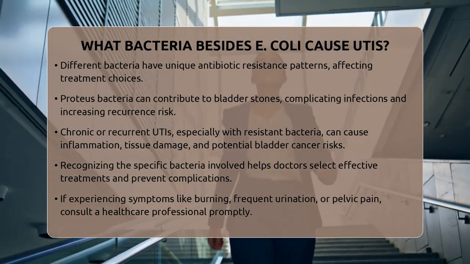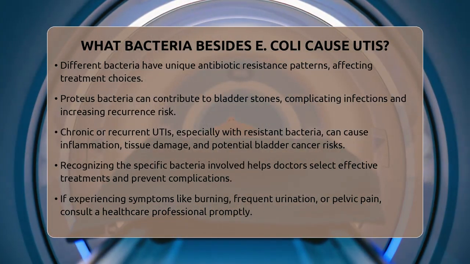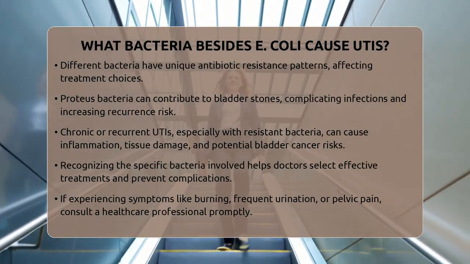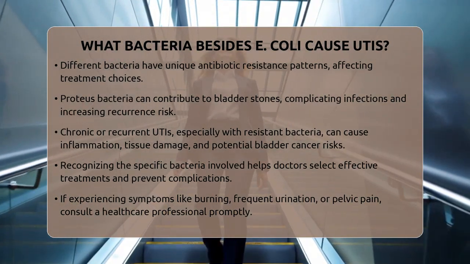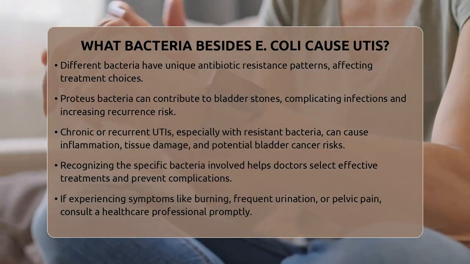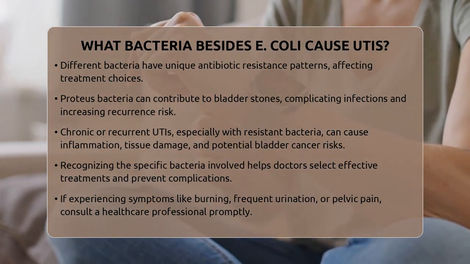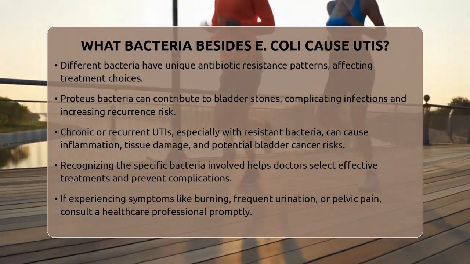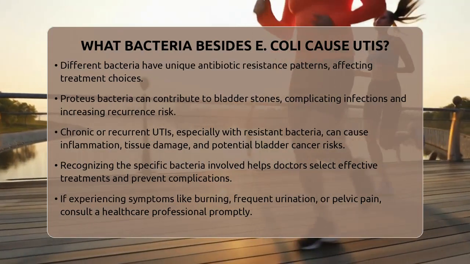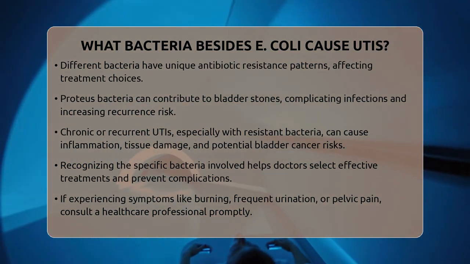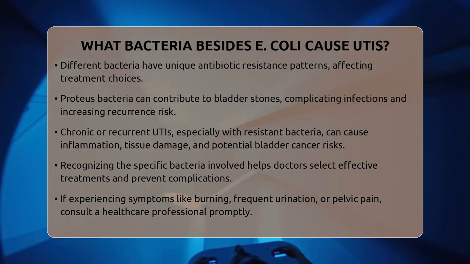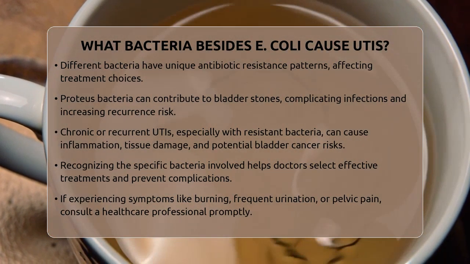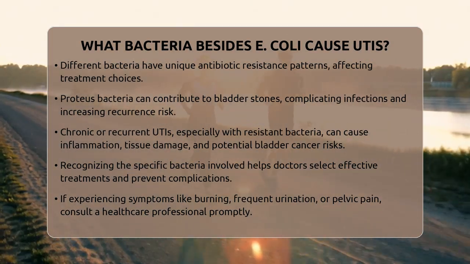In summary, besides E. coli, bacteria like Klebsiella, Proteus, Pseudomonas, Enterococcus, and Staphylococcus saprophyticus are common causes of UTIs. Recognizing these organisms helps doctors decide on the most effective treatment and helps prevent complications. If you suspect a UTI or experience symptoms like burning, frequent urination, or pelvic pain, it's always best to see a healthcare professional for proper diagnosis and care. Remember, everyone's situation is different, so personalized medical advice is key to keeping your bladder healthy.